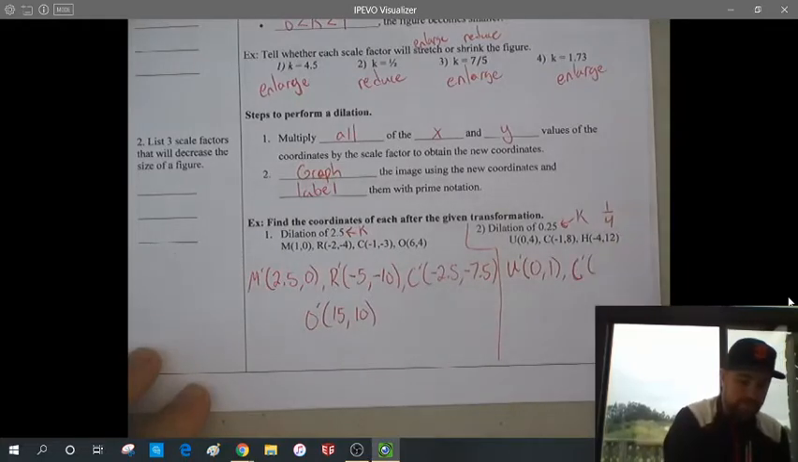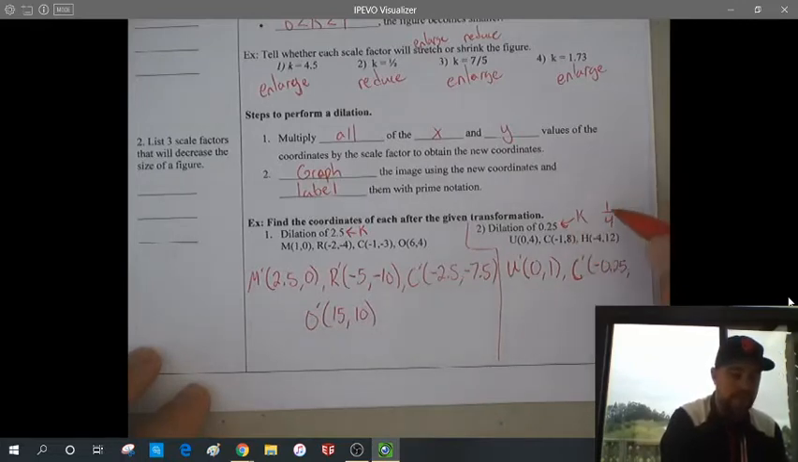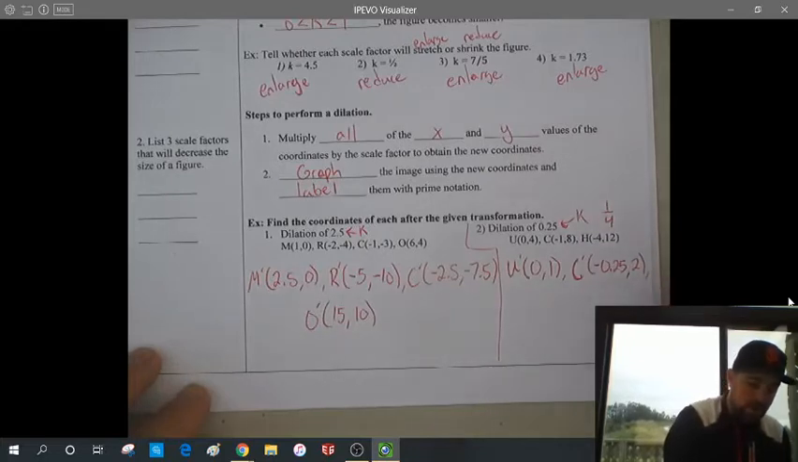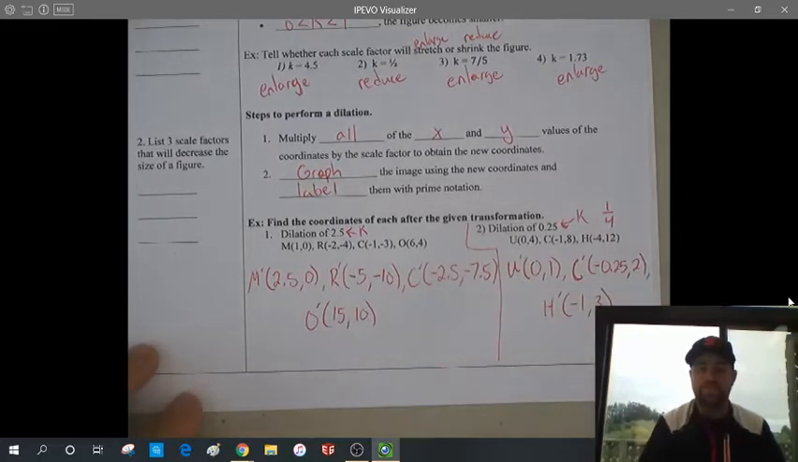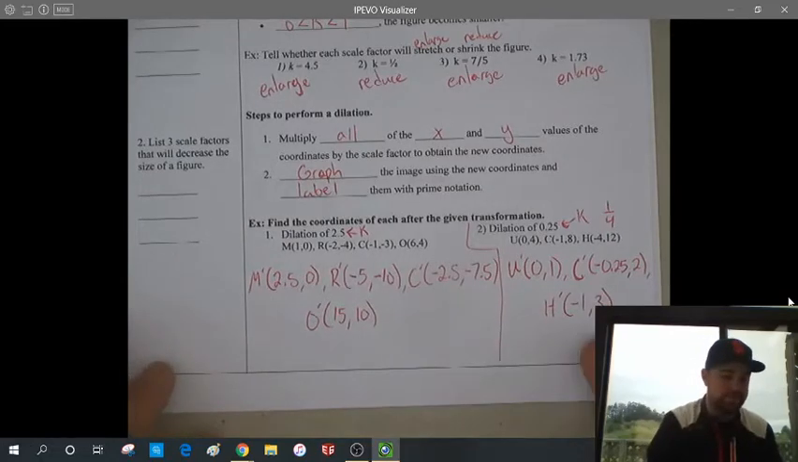C prime: negative 1 times 0.25 would give us negative 0.25. And then 8, again, times 1/4, or divided by 4, would give us 2. And then H prime: negative 4 divided by 4 is negative 1, and 12 divided by 4 is 3. Okay, so that's where those new points would end up after making those dilations.